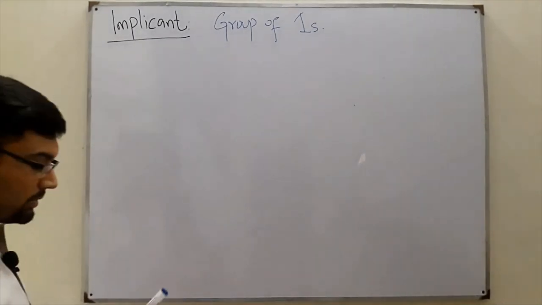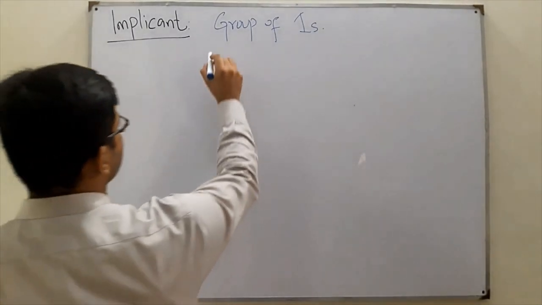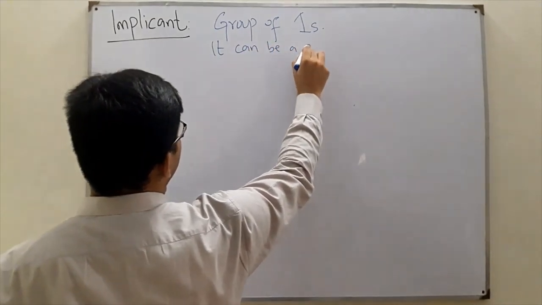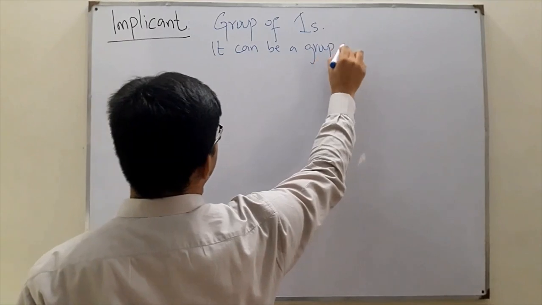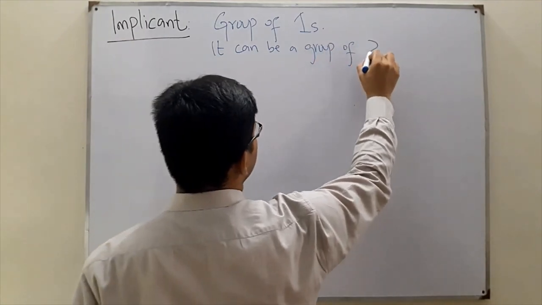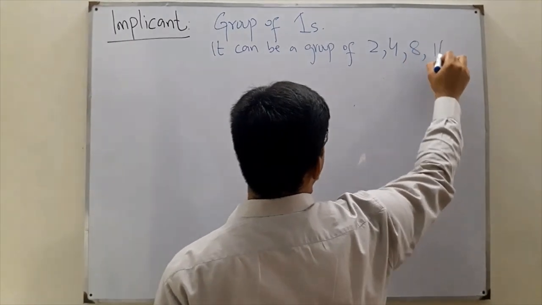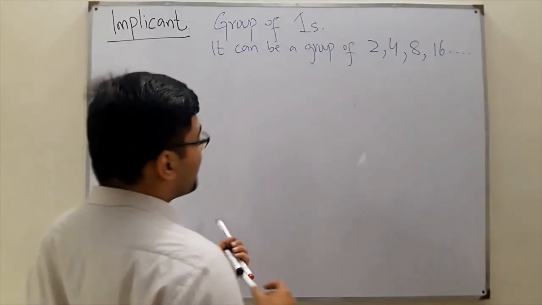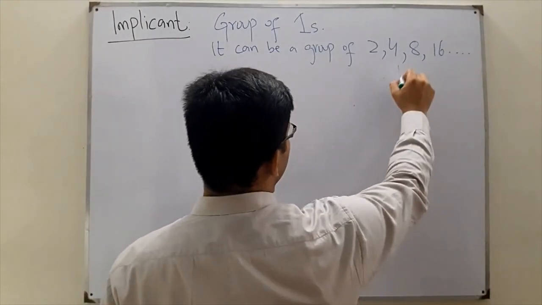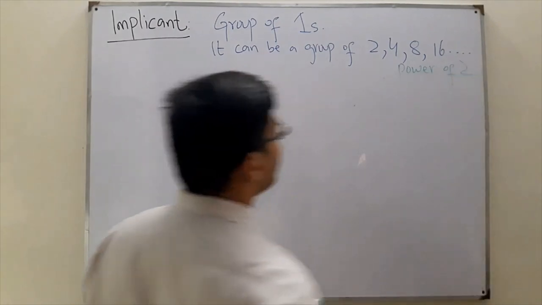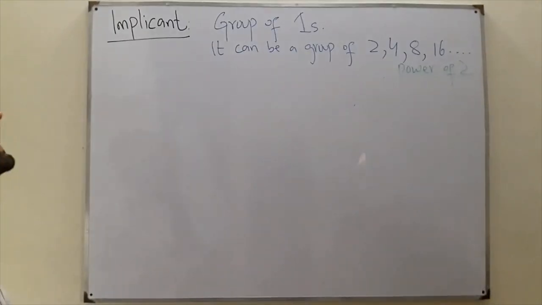It can be a group of two ones, or four ones, or eight ones, or 16 and so on, which means it could be in the range of what? A power of 2. So this is what the implicant means.